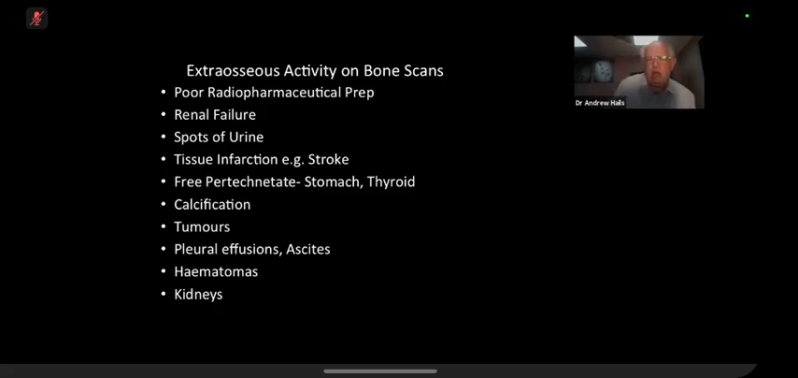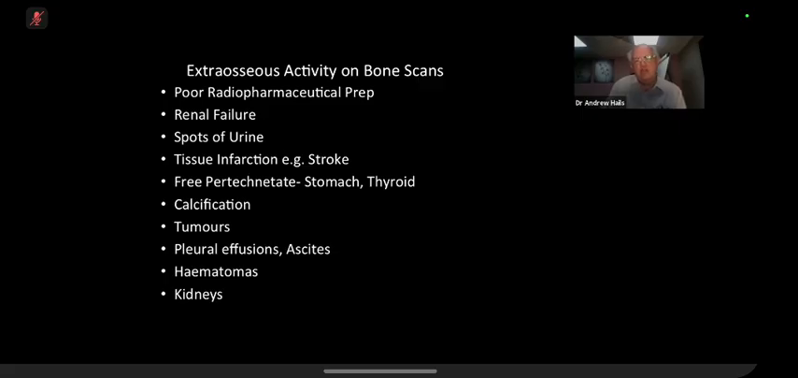Certainly, in nuclear medicine practice, if you get something that's very odd, one of the things to think about is, has there been a problem with the radiopharmaceutical preparation? Is the same thing true in another patient done that same day?